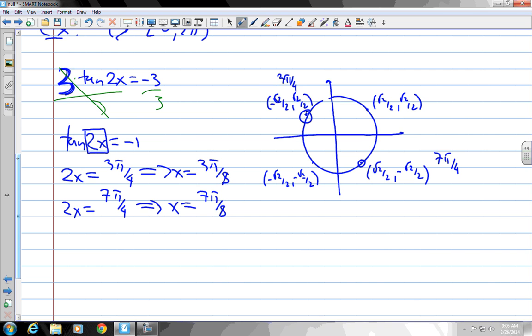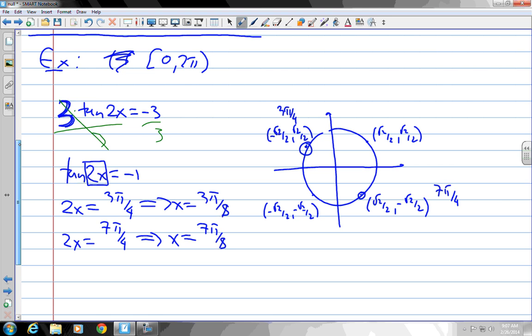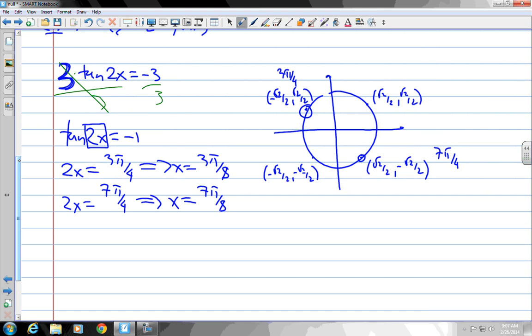All right. Now, since the question was find all solutions in the interval from 0 to 2 pi, are we done? Think about where those points are. 3 pi over 8 is in the first quadrant. And 7 pi over 8, that's in the second quadrant. Are there going to be any more solutions in the third and the fourth quadrant?